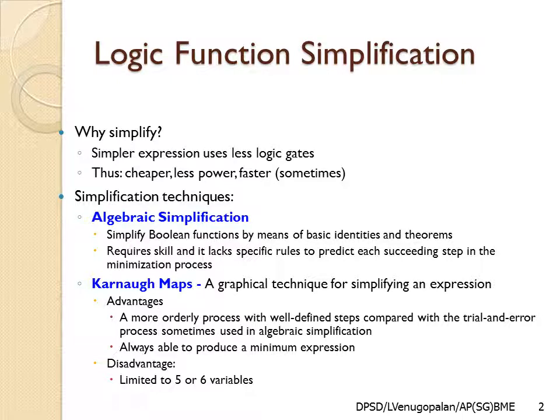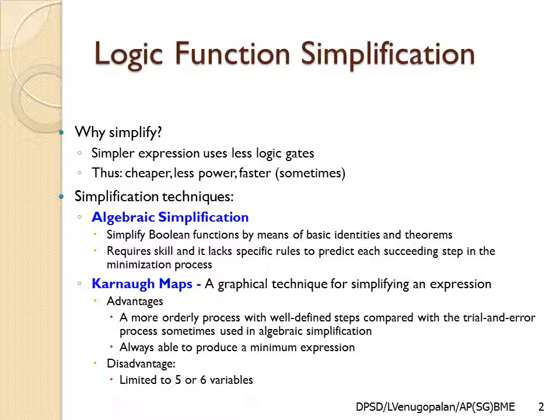So, logic function simplification. Why do we do that? Like we've discussed earlier, it's a simpler expression, so it uses fewer logic gates. Therefore, it's cheaper, it uses less power, and sometimes it's faster. Like I've already said, algebraic simplification can be used. It can be done using basic identities and theorems of Boolean algebra. It can also be done by using the min terms and max terms. Also, the Karnaugh map is a graphical representation, or a graphical technique, for simplifying an expression.